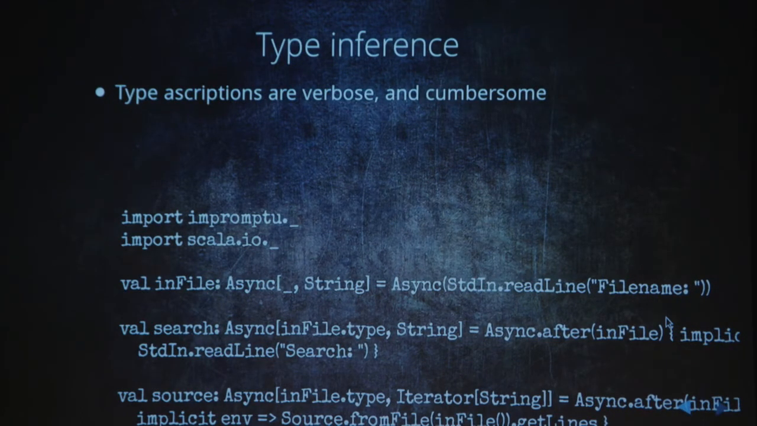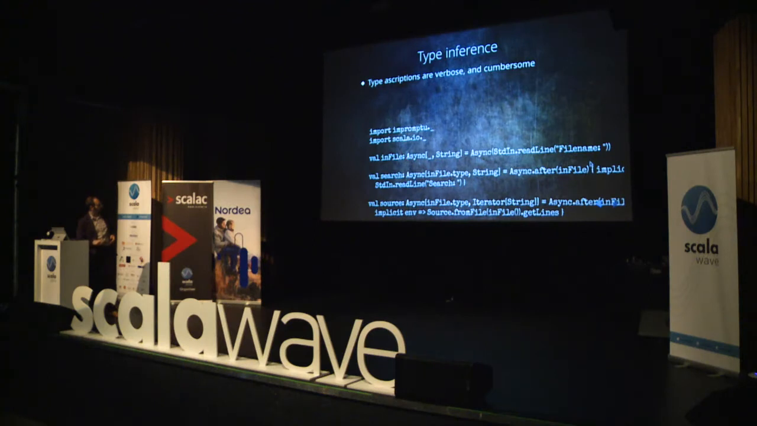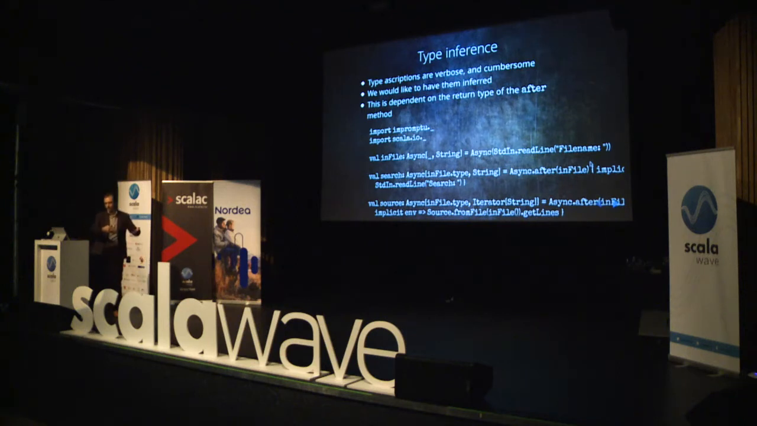Now, I said before that all these type descriptions, this one isn't so bad, but they get worse and worse, and under there, you can't see them, but they're horrible. So what can we do to avoid this? We want to use type inference, but what I'm doing is actually some quite complex typing. The return type of this after method is what we need to take advantage of to help with inference.